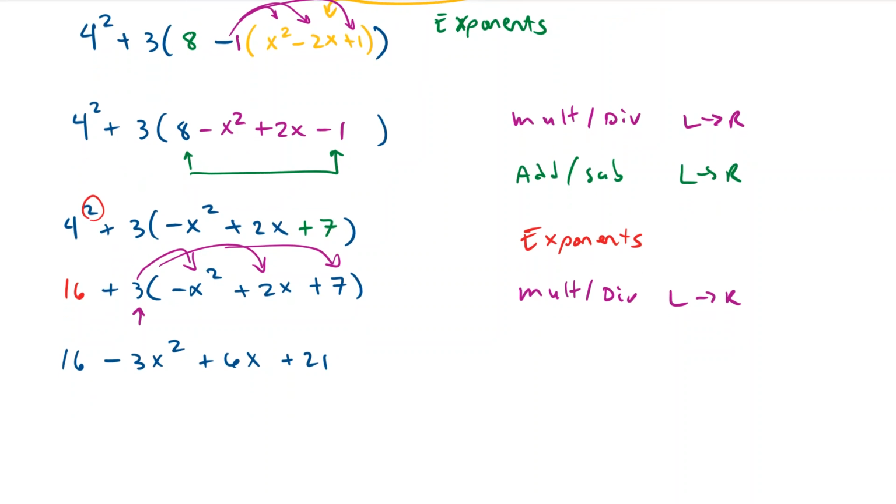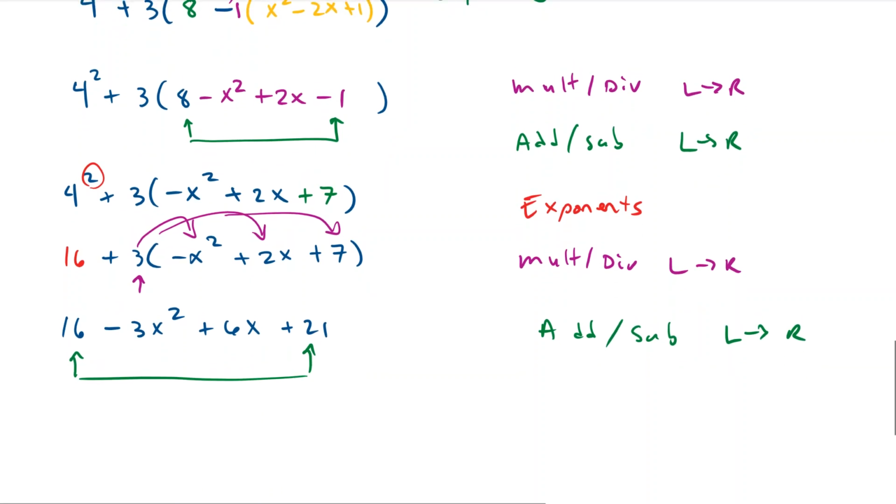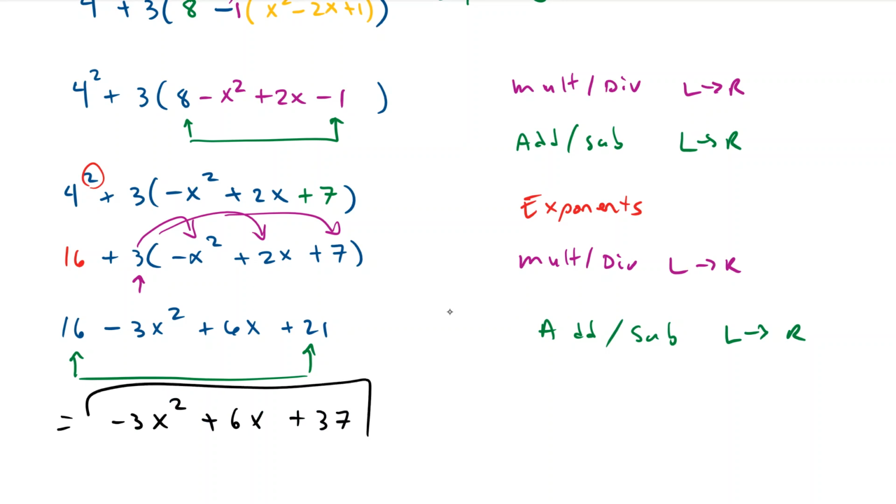And our final option is addition and subtraction in PEMDAS as they occur from left to right. All we can add together here is the 16 and 21. The rest of it stays the same. So we have negative 3x squared plus 6x plus 37. That's it. Hopefully this clarifies a little bit of order of operations.